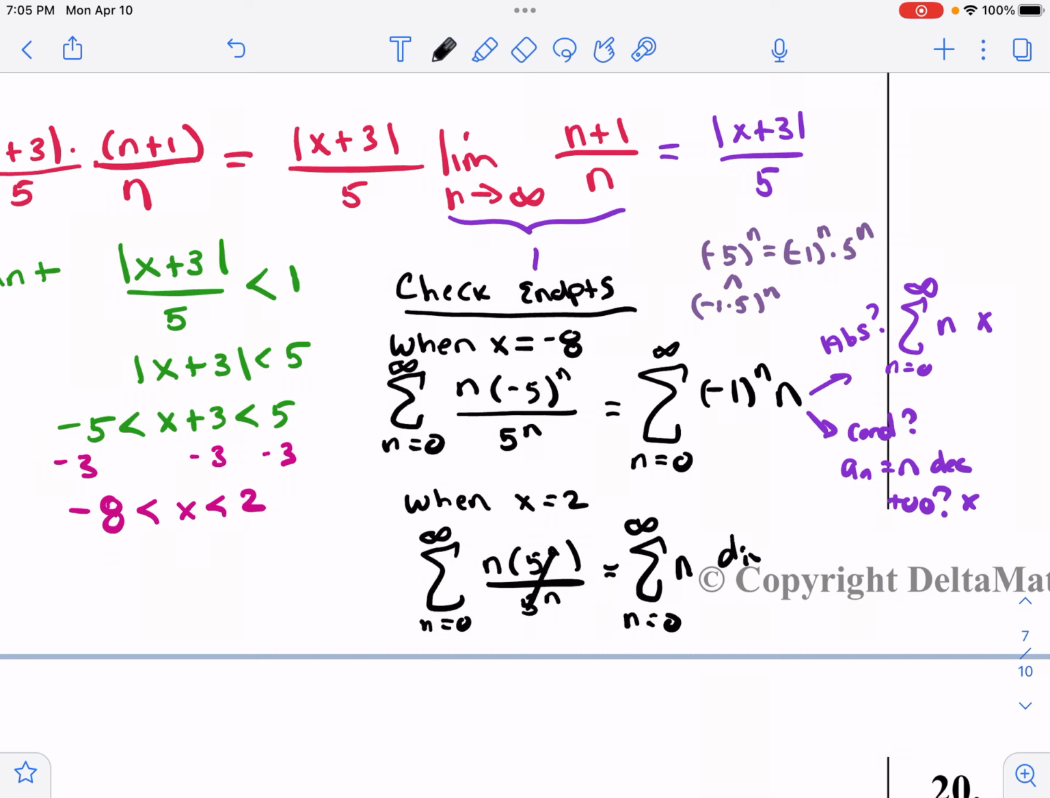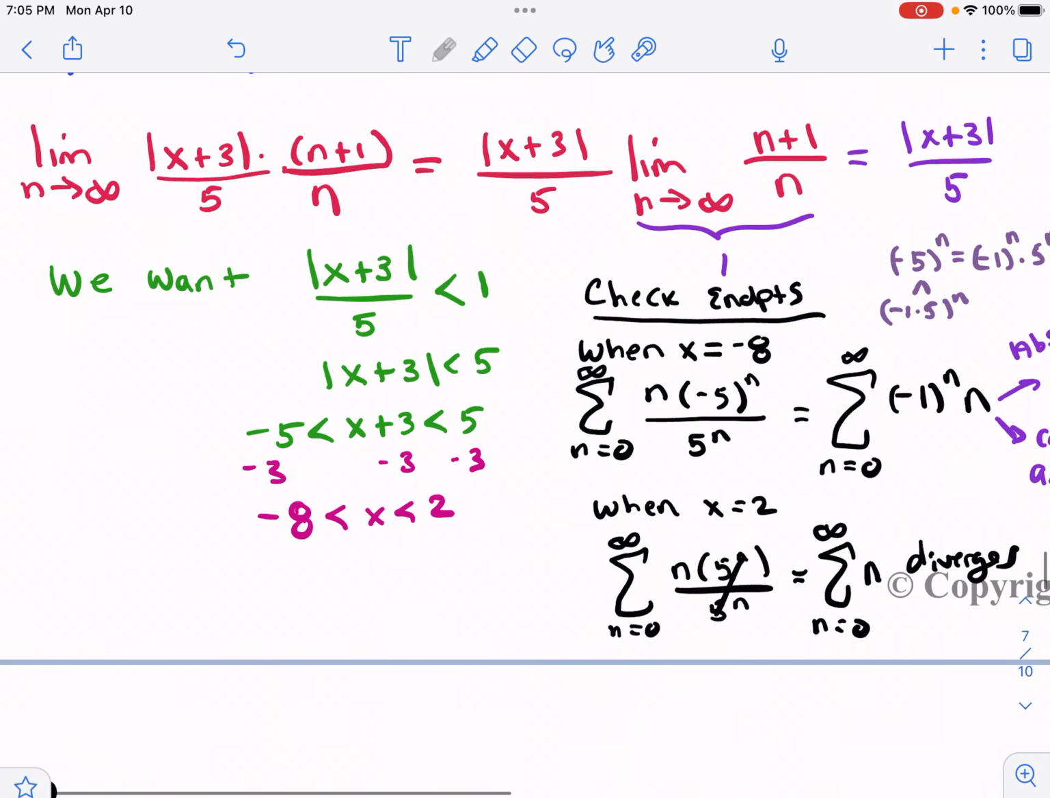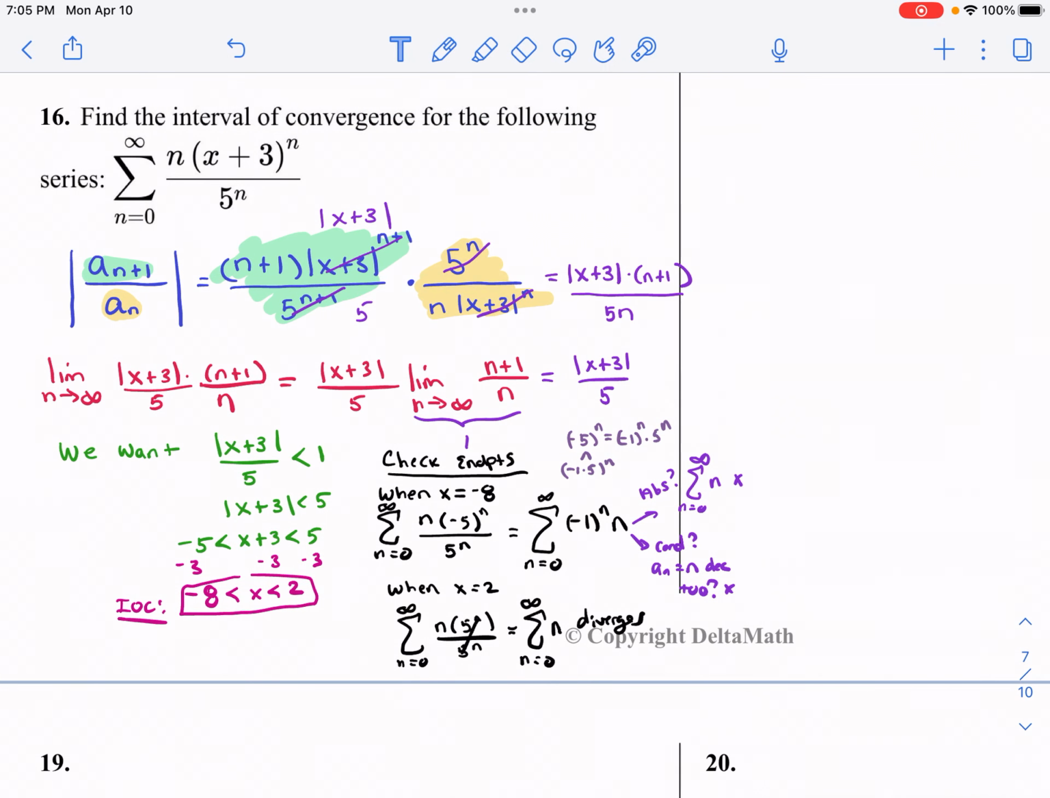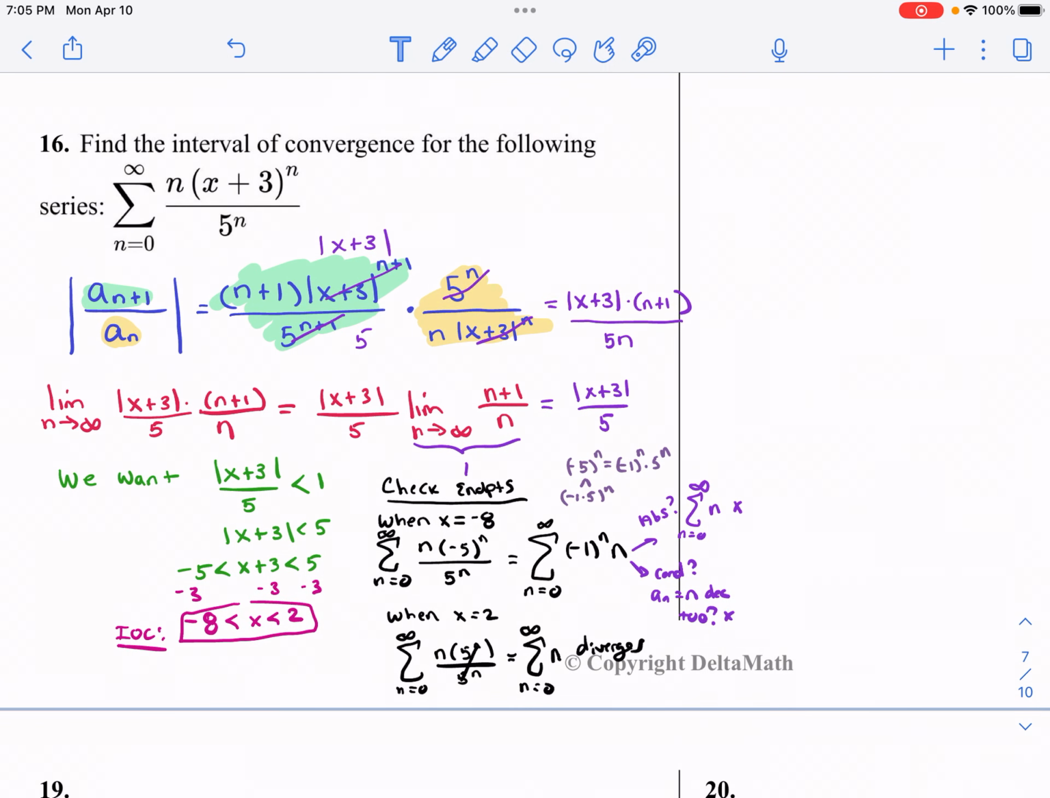Okay, so this diverges, and none of the endpoints worked, or neither of the endpoints worked, and so this here is my interval of convergence. And we are done. That's all they needed.